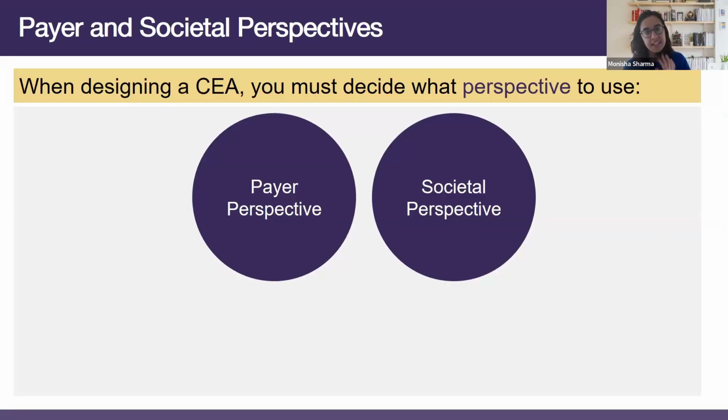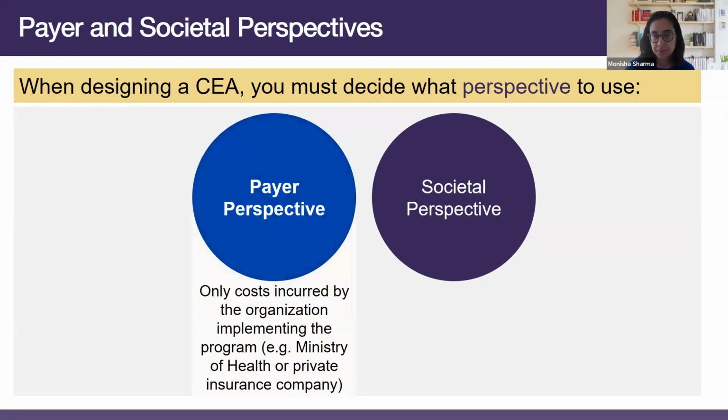And so when you're designing your economic evaluation and also your subsequent time and motion observations, one of the first steps is to decide which perspective to use. The perspective is the point of view that you're using when you conduct the evaluation. If you take the payer perspective, only the costs and the time that are allocated from the organization implementing the intervention would be included. For example, this could be the Ministry of Health or a private insurance company, the government.